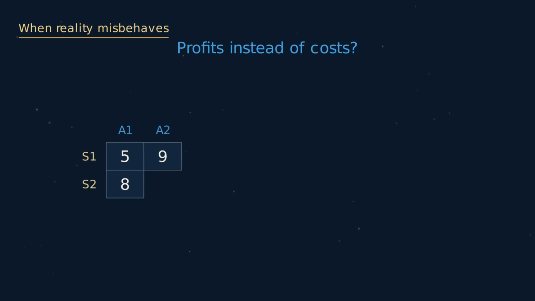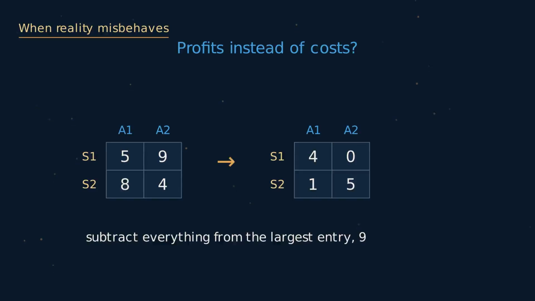Second, maximization. Sometimes the table holds profits, and you want the most, not the least. Find the biggest number in the table, 9, and subtract every entry from it. Now big profits have become small numbers, and minimizing this new table maximizes the original one. Run the method on the converted table, and it points to seller 1 on account 2 and seller 2 on account 1. Back in the original profits, that is 9 plus 8, 17, the most you can make.